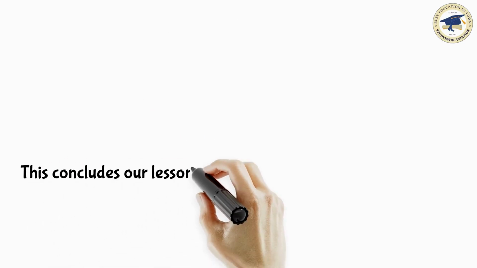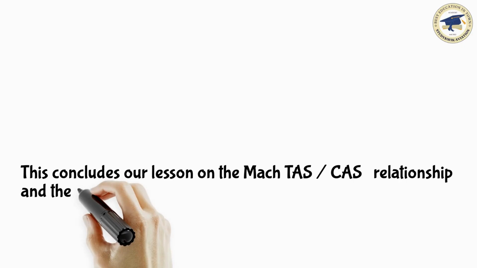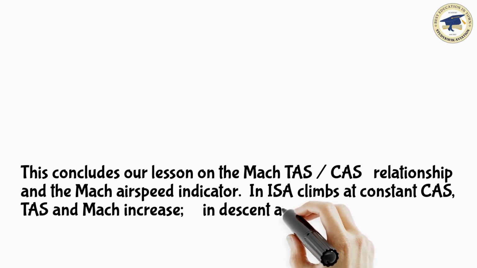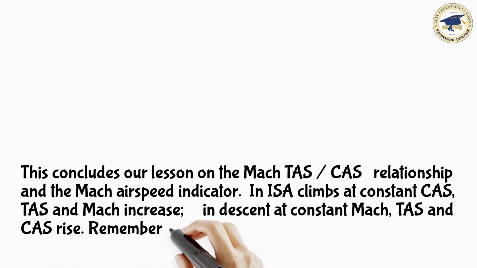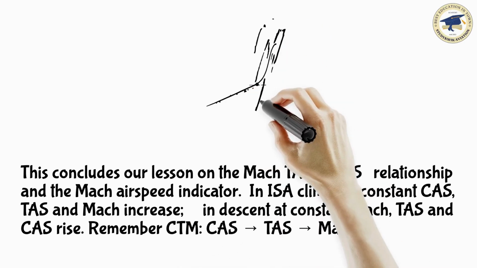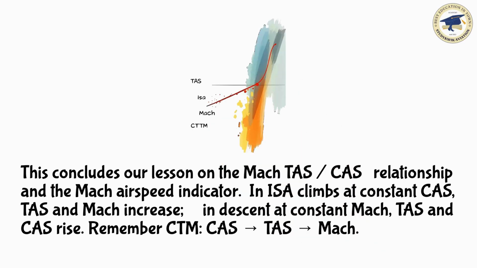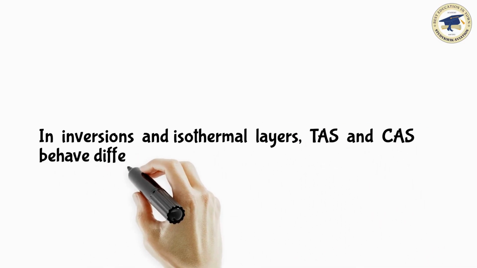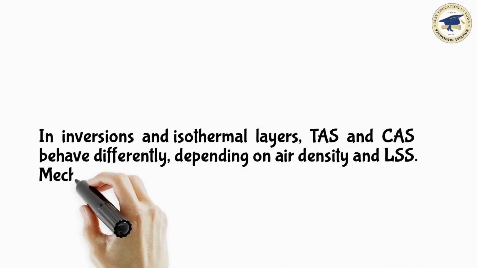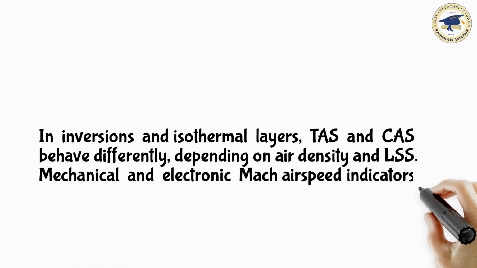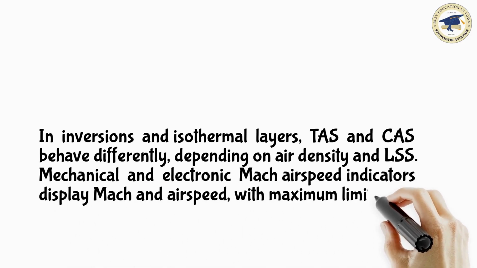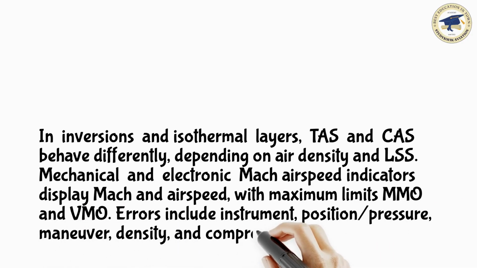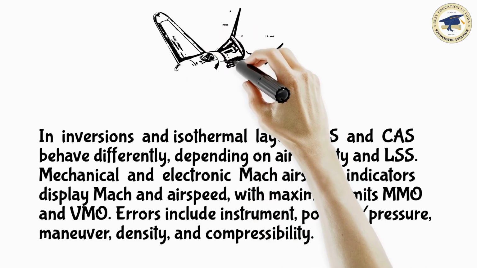This concludes our lesson on the Mach TAS CAS relationship and the Mach airspeed indicator. In ISA climbs at constant CAS, TAS and Mach increase. In descent at constant Mach, TAS and CAS rise. Remember CTM: CAS to TAS to Mach. In inversions and isothermal layers, TAS and CAS behave differently, depending on air density and LSS. Mechanical and electronic Mach airspeed indicators display Mach and airspeed with maximum limits MMO and VMO. Errors include instrument, position pressure, maneuver, density, and compressibility.